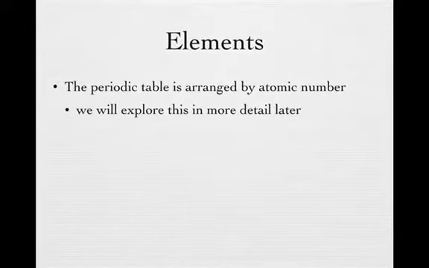Now if we look at the periodic table, we see that the periodic table is arranged from left to right, top to bottom, by atomic number. And so it's just something to note for now. We will explore this in quite a bit more detail a little bit later in the chapter.